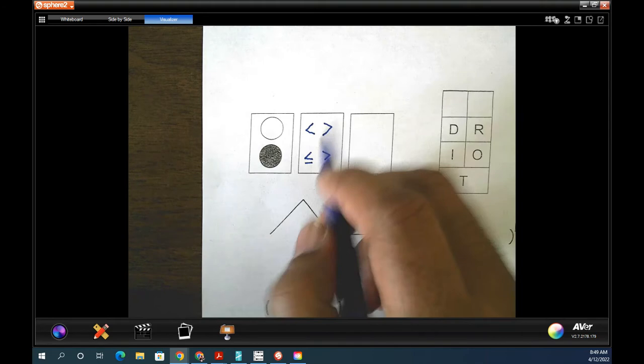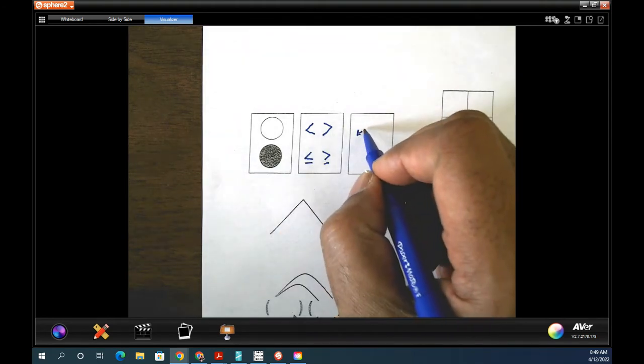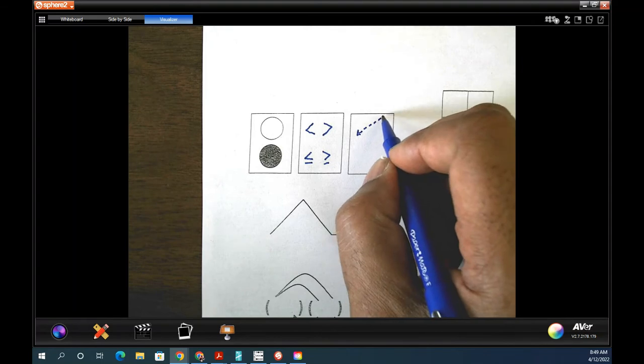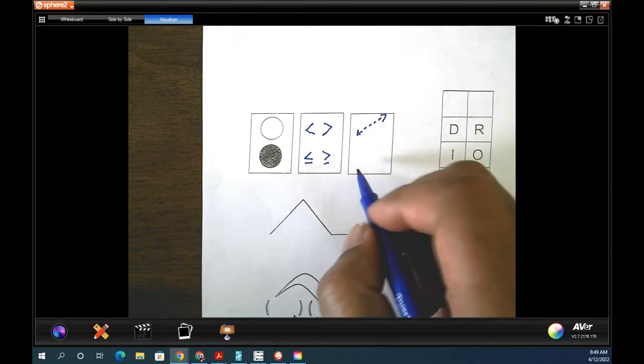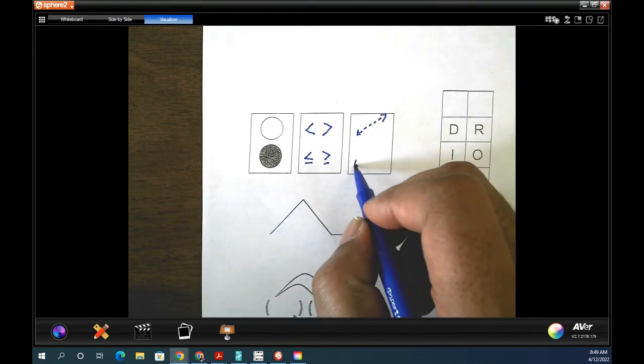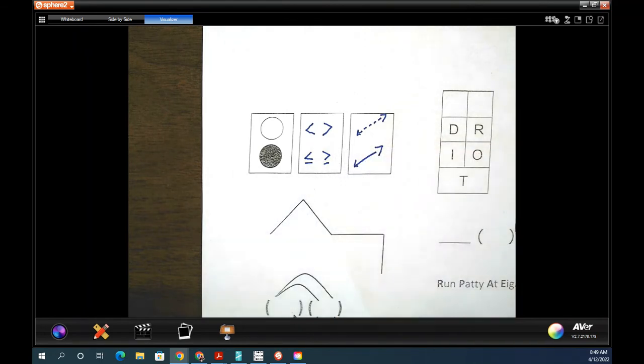Now, when it's less than, you also have a dashed line. Remember that. If it's less than or equal to or greater than or equal to, you have a solid line. All right. And we're just going to go down.